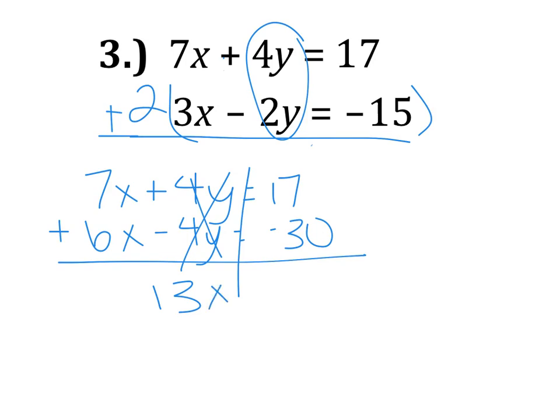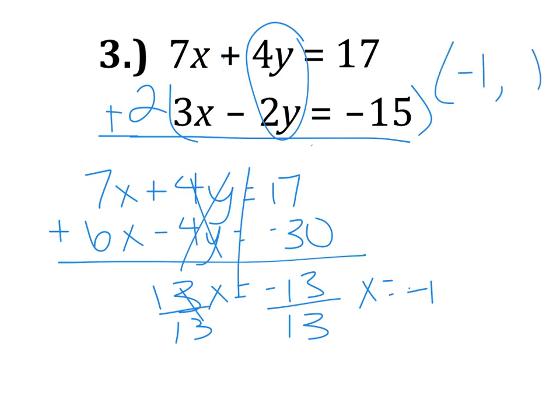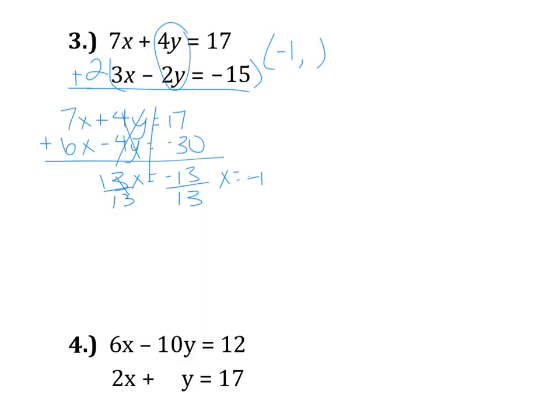We can bring our x's down. So we get 13x equals negative 13. And then we can solve for x to get negative 1. So again, we know that that is the first number in our ordered pair. We're going to go back and plug it in to find our y value. And again, you can pick either equation. It does not matter. I'm going to plug it back into the top equation.